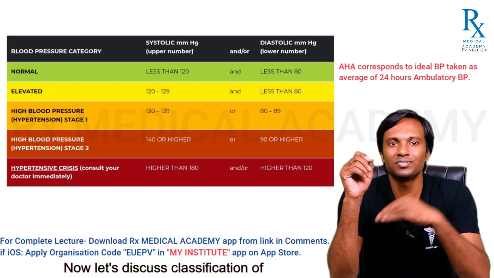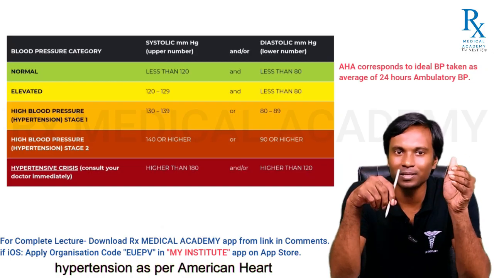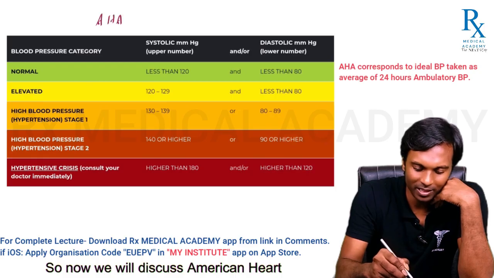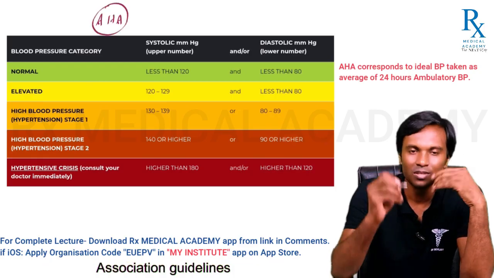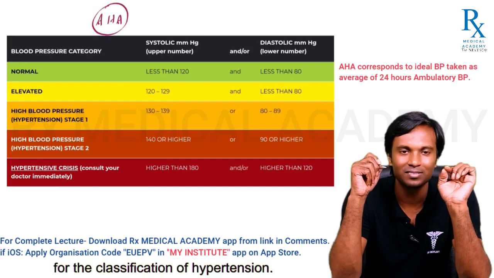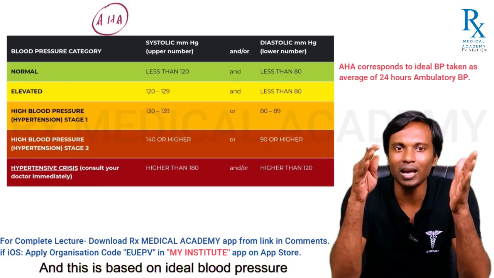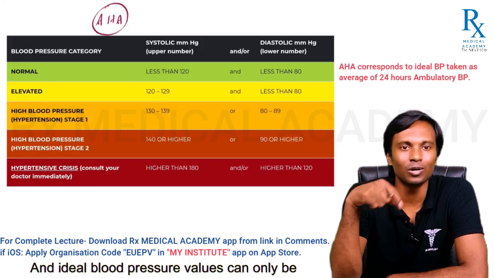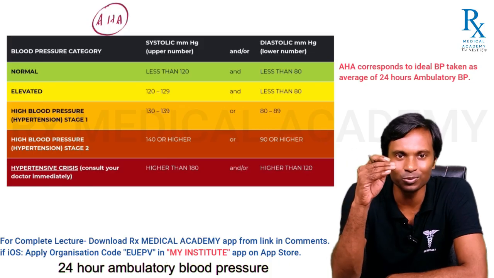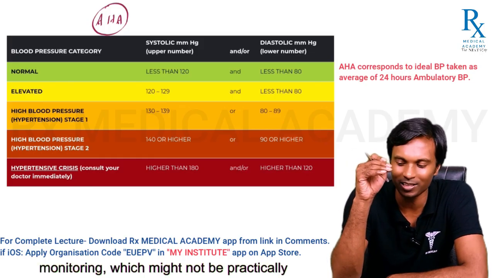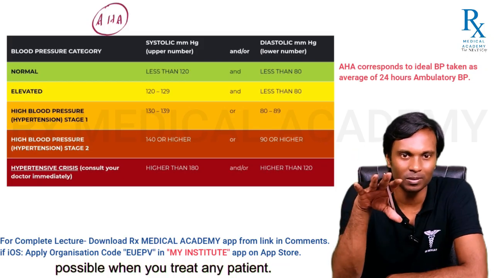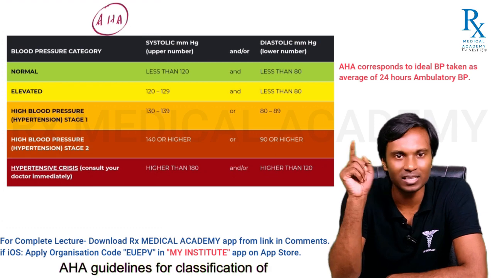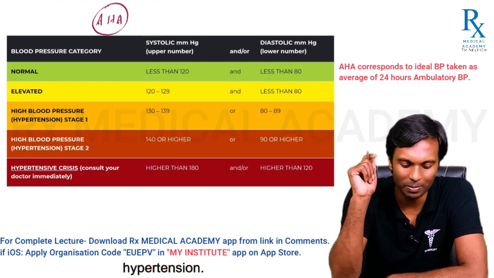Now let's discuss classification of hypertension as per American Heart Association guidelines. This is based on ideal blood pressure values. And ideal blood pressure values can only be obtained with the help of 24-hour ambulatory blood pressure monitoring, which might not be practically possible when you treat any patient. So ideally, you have to use AHA guidelines for classification of hypertension.